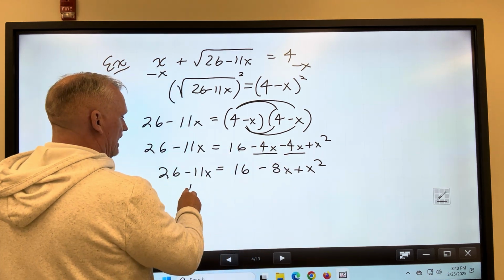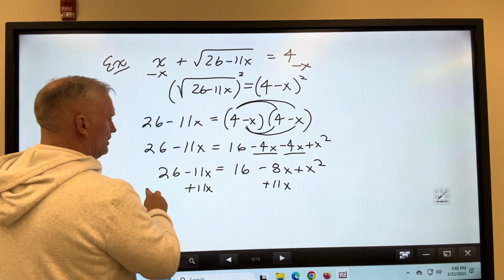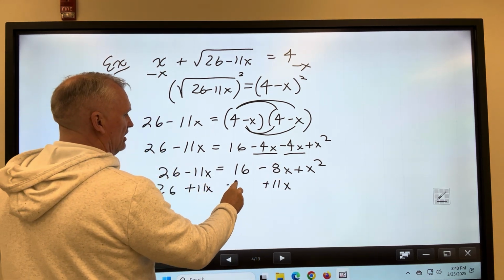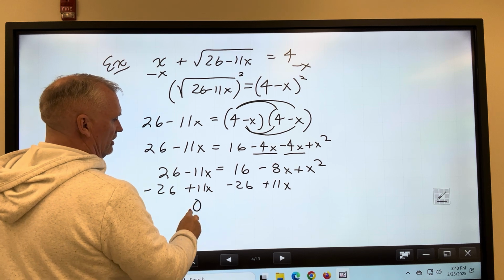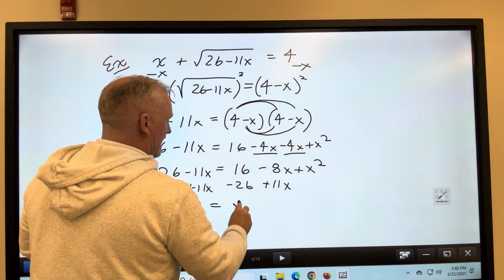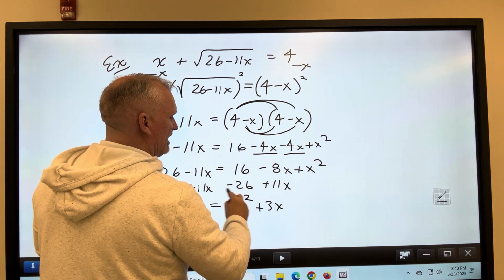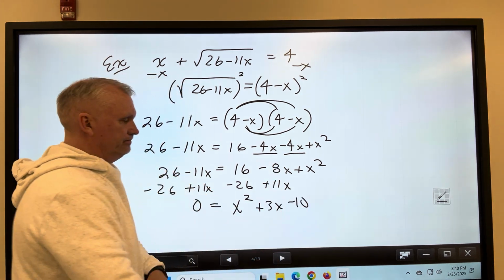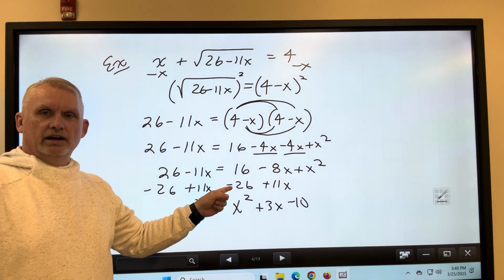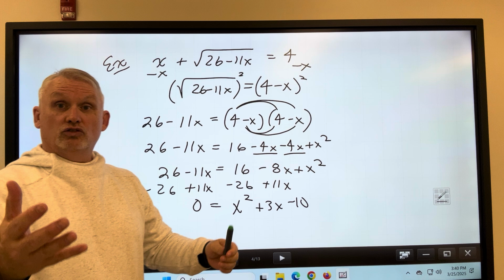So I'm going to add 11x over here, and I'm going to subtract 26 over here. So now I got 0. I'm just going to rearrange the order. X squared goes first. This is plus 3x, and that's minus 10. 16 minus 26 is minus 10, and that's my 3x. I just reverse the order.